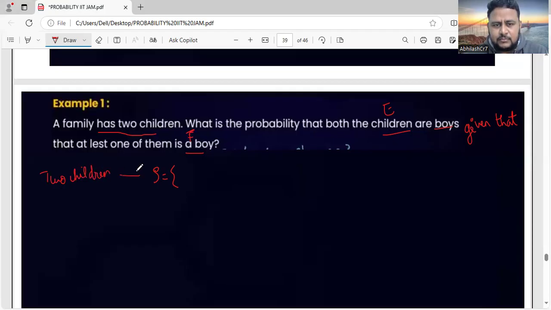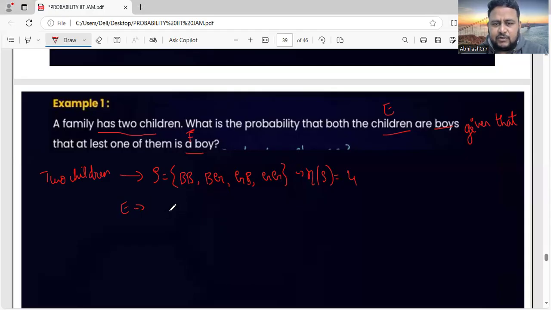Two children. The sample space is either both of them can be boys, first one can be boy and second one can be boy, first one can be boy and second one can be girl, or first one can be girl and second one can be boy, and both can be girl. So here the cardinality of S, the number of elements in the sample space, is 1, 2, 3, 4. That is 4.